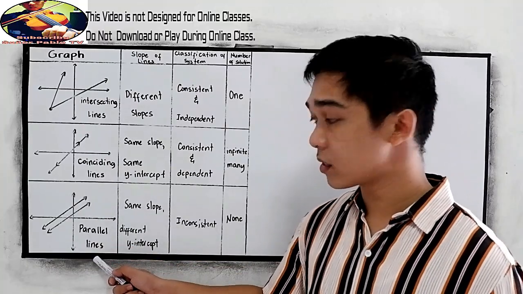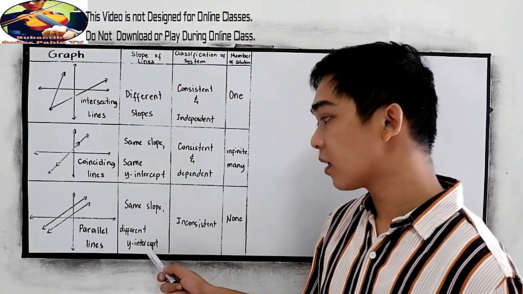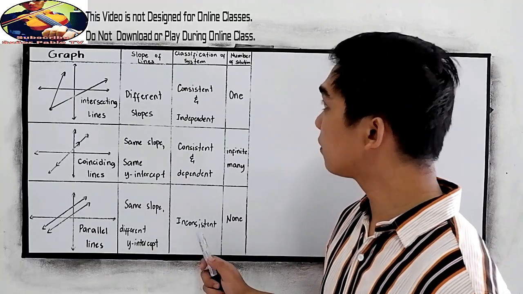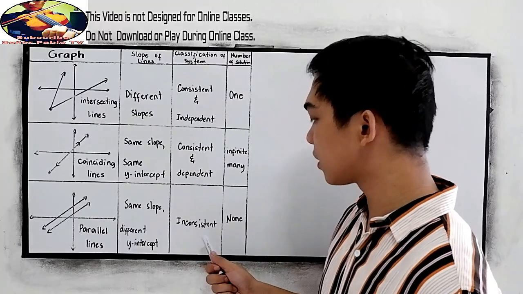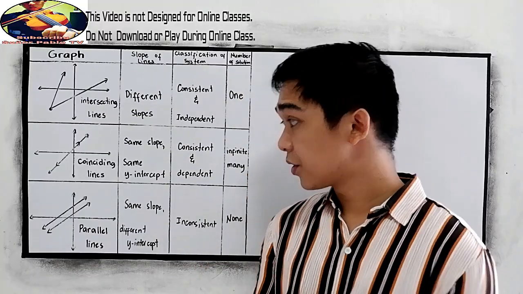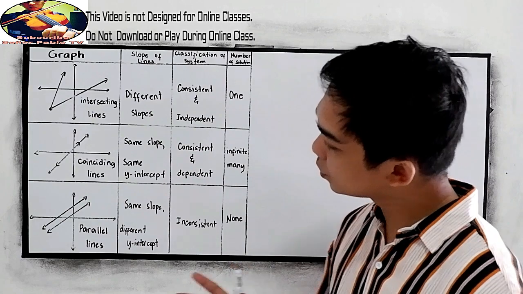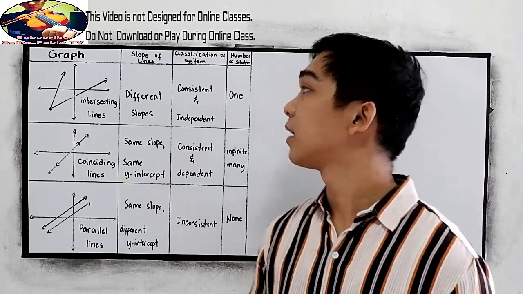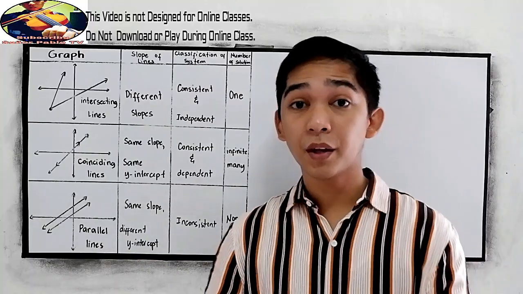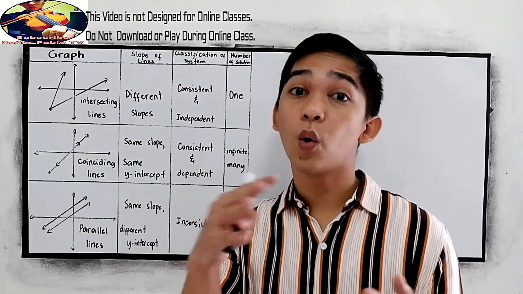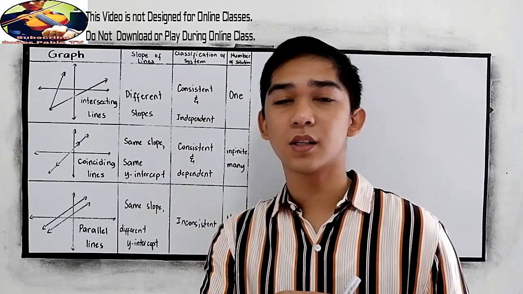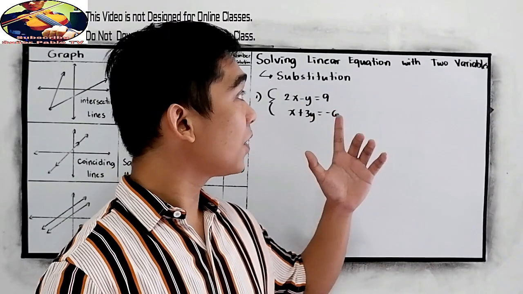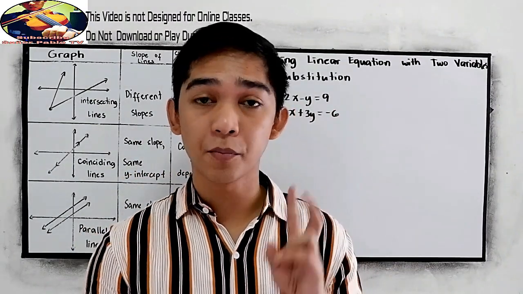And for parallel lines, the slopes are the same, but the y-intercepts are different. For the classification of the system, we have inconsistent, and for the number of solutions, there is none, because the two lines will never touch each other. That's the parallel lines. To better understand, kindly watch the next video, solving linear equations with two variables and its graph.